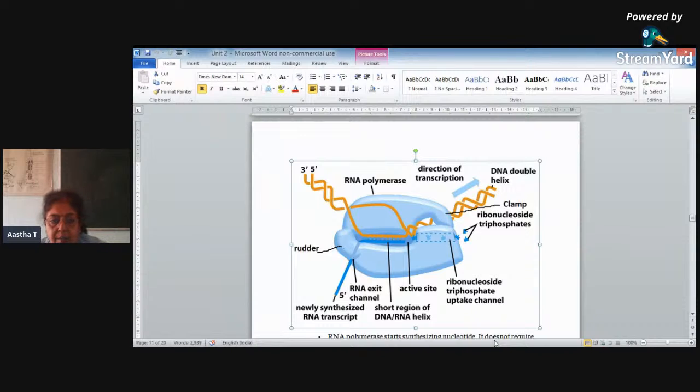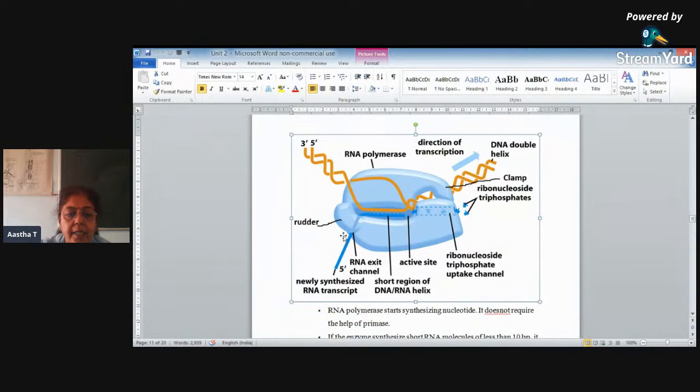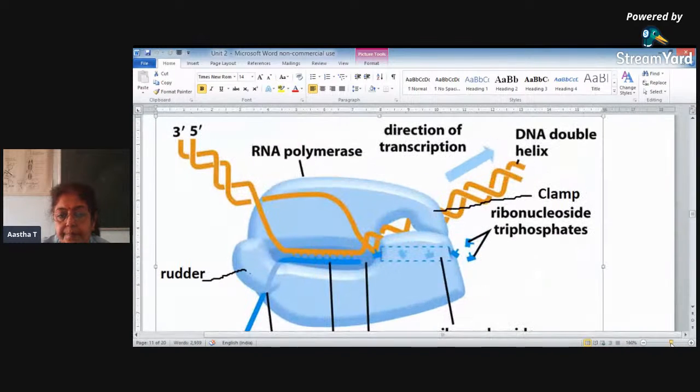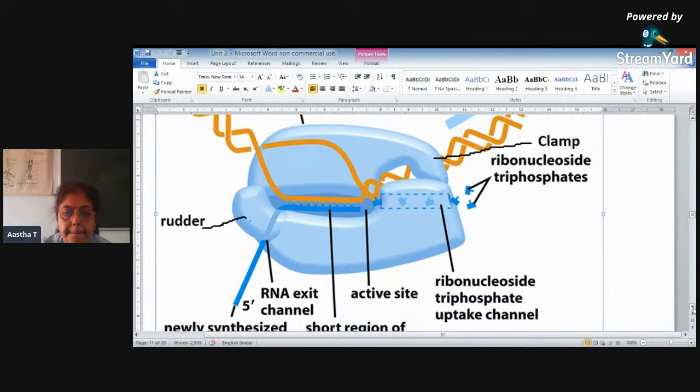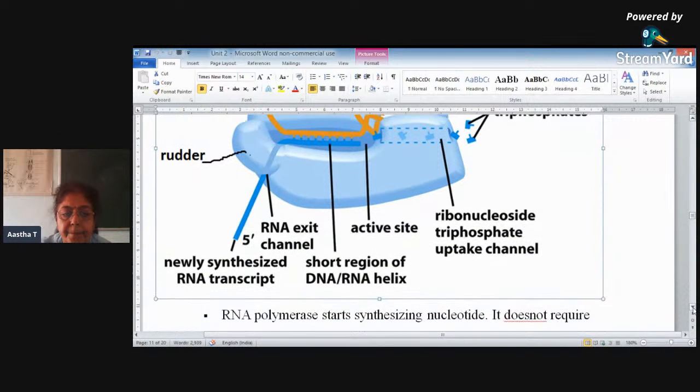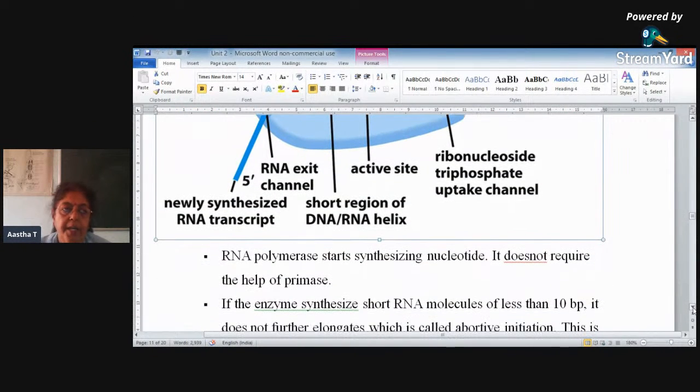सो रायबोन्यूक्लिओसाइड ट्रायफॉस्फेट्स तिथे ॲडअप होत जातील आणि दे विल फॉर्म दी चेन ऑफ RNA. दिस इज ॲक्च्युअली लाईट ब्ल्यू कलरची ही जी आहे ती न्यूली सिंथेसाइज RNA ट्रान्सक्रिप्ट आहे. तो RNA पॉलिमरेज क्लॅम्प सारखं काम करतो. मधून डीएनए आणि तो असा क्लॅम्पचं काम करत असतो.